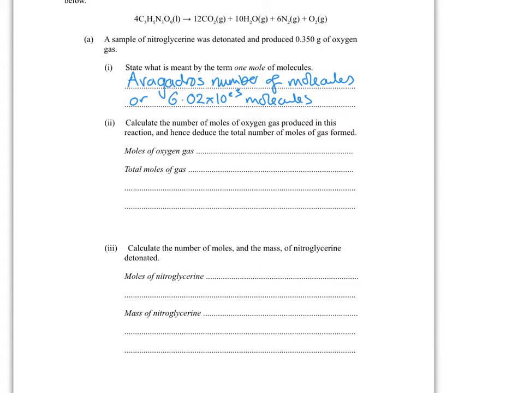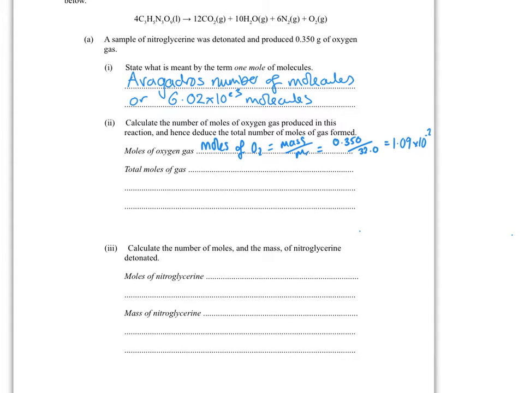Calculate the number of moles of oxygen gas produced in this reaction, hence deduce the total number of moles of gas formed. So we want the moles of oxygen gas. We've been given a mass, and we can work out the MR. Don't forget there's 2 oxygen atoms, so it's going to give an MR of 32. So that gives us 1.09 times 10 to the minus 2.